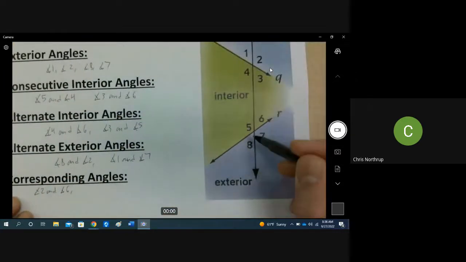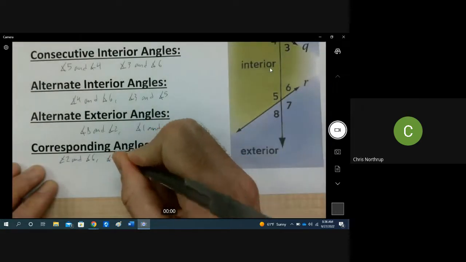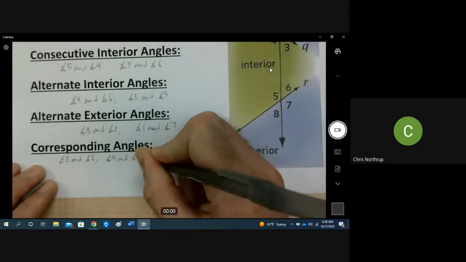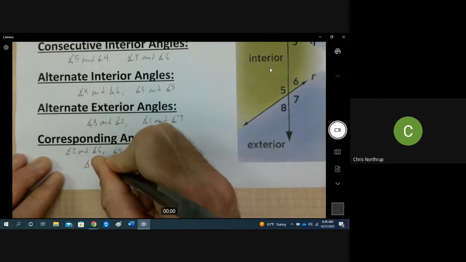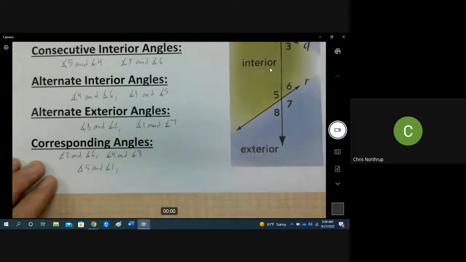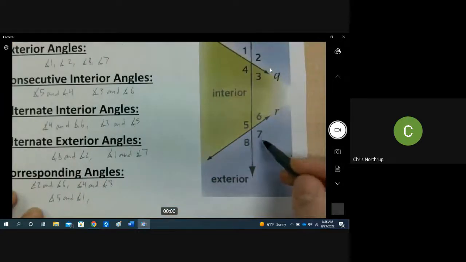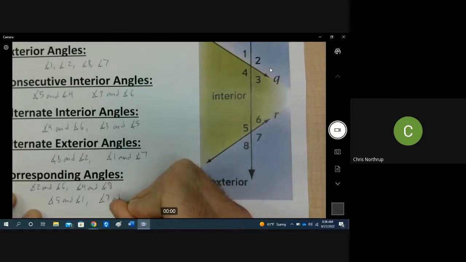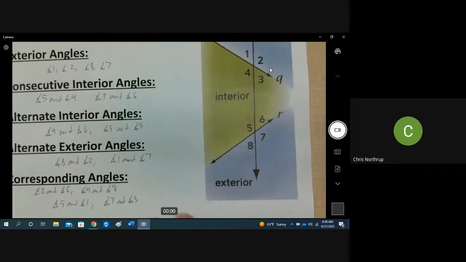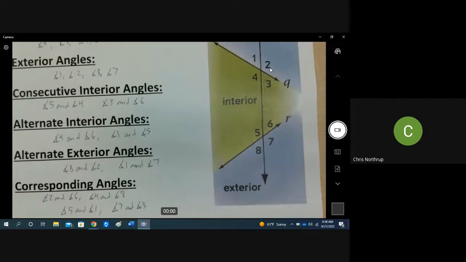Likewise, 4 and 8, those are in the bottom left corners there. So angle 4 and 8. We also have 5 and 1. So angle 5 and angle 1. And then lastly, 7 and 3. Those are in the bottom right-hand corners. So angle 7 and angle 3. Okay, that's pretty much what you need to know to get a good head start on 3.1.